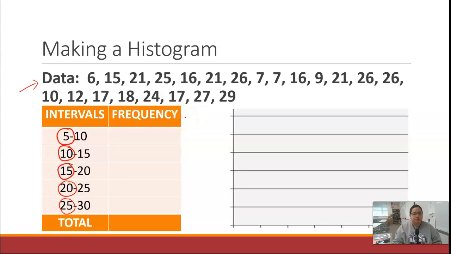Now the other thing I need you to do is cross out this 29. It's an extra value point. We did not need it for this problem.